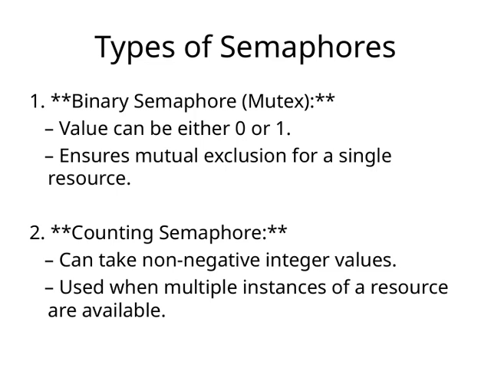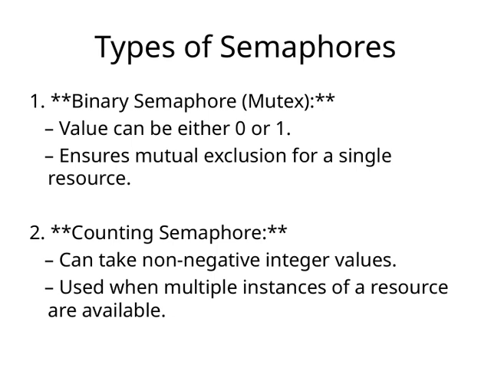First up, we have the binary semaphore, also known as a mutex. Its value can only be either 0 or 1, which makes it perfect for ensuring mutual exclusion. That means it helps us control access to a single resource, so only one process can use it at a time, preventing conflicts or data corruption.